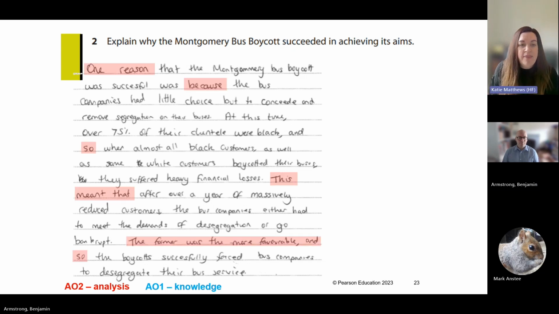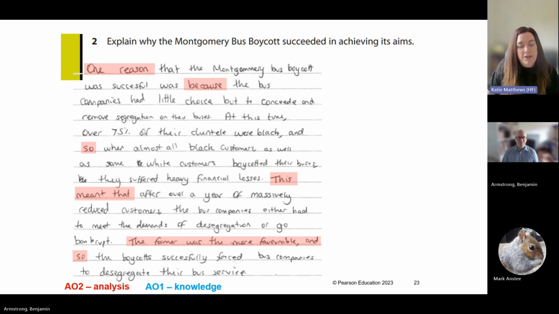I've highlighted here where the analysis is. We've talked previously about really useful phrases that can demonstrate analysis. This student here starts really focused on the question. They understand that it's about causes. So they begin, one reason that the Montgomery bus boycott was successful because. So that's a really clear focus on the question and begins analysing from the start. Phrases such as so, this meant that, are all really useful to get into your answer. Obviously, what you say around them matters as well.